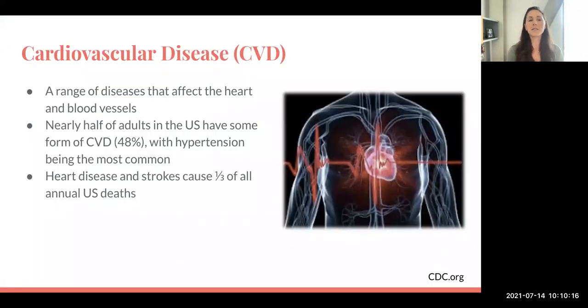So cardiovascular diseases encompass all diseases and conditions that impact the heart and blood vessels, your cardiovascular system. Nearly half of adults in the United States, 48%, have some form of cardiovascular disease right now, with hypertension or high blood pressure being the most common. And heart disease and strokes combined, which again, strokes impact the brain, but are a condition of the blood vessels, account for 1/3 of all deaths in the United States. So these are a pretty big deal.